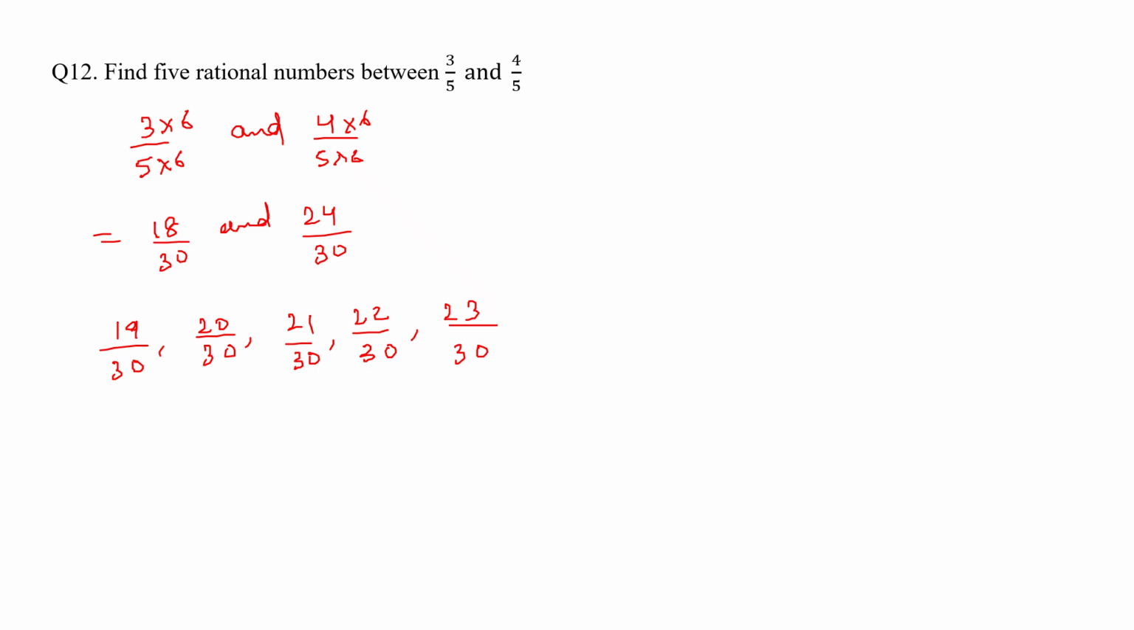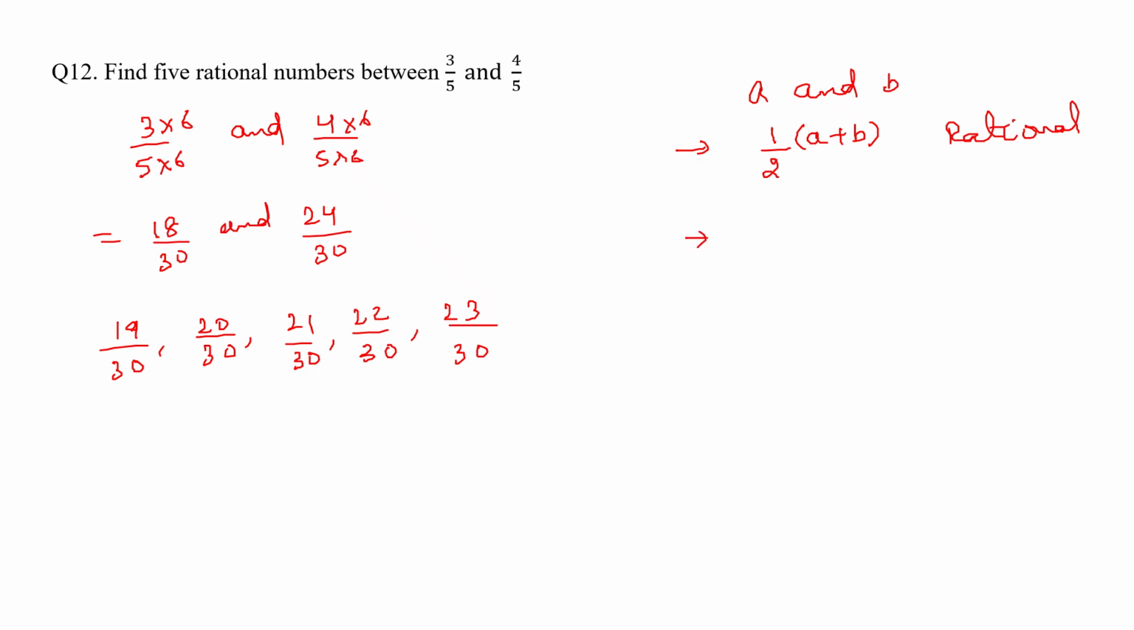Now here I would like to add a few more points. If suppose you have to insert only one rational number, then in such a case you have a formula. If A and B are two rational numbers, and you have to insert only one rational number, the formula will be 1 by 2 times (A plus B). Okay, this is the first case.